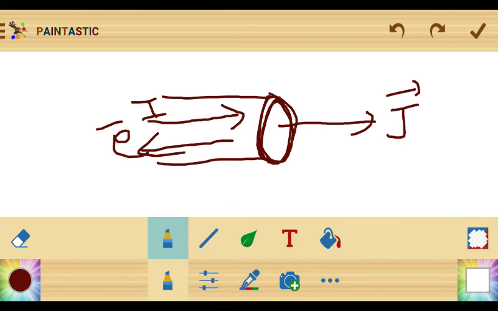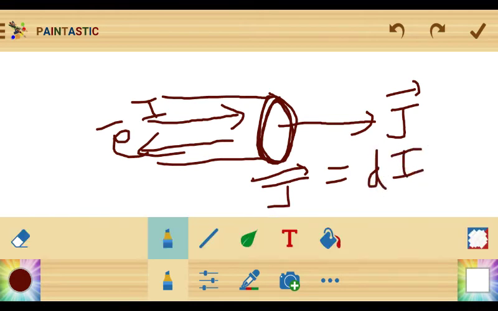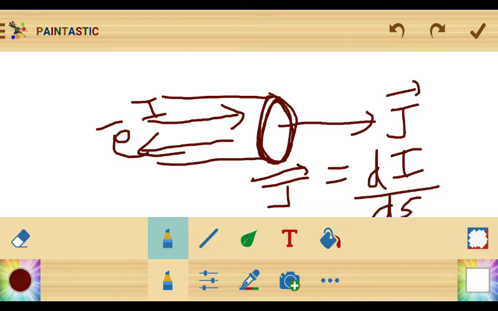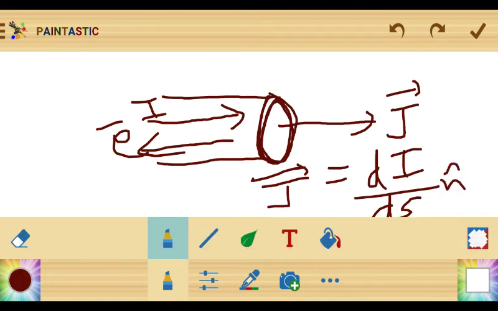So mathematically, J is simply defined as the change in current per unit cross-section area with n vector. So let me explain what this means.